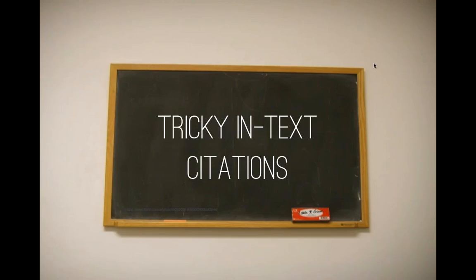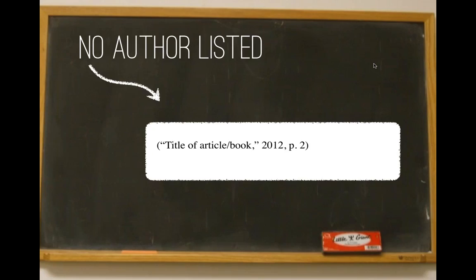Sometimes you're going to find sources that are tricky, and they don't seem to include the information that you need to create an in-text citation. For instance, like the author's name, date, or a page number. So how do we handle these sources? If there is no author listed, we use the first few relevant words in the title of the article or book in place of the author's last name, and the title should be in quotation marks.